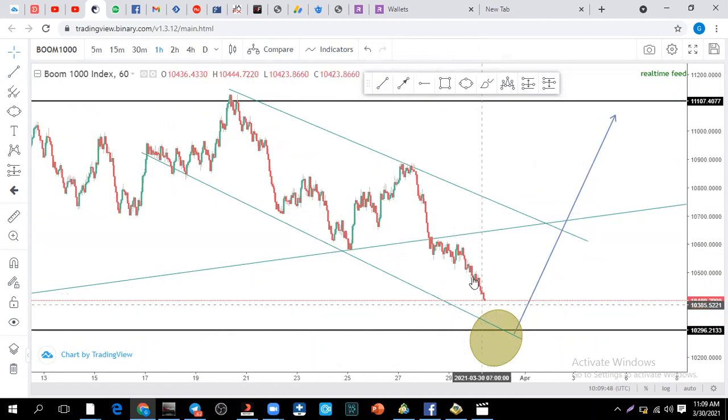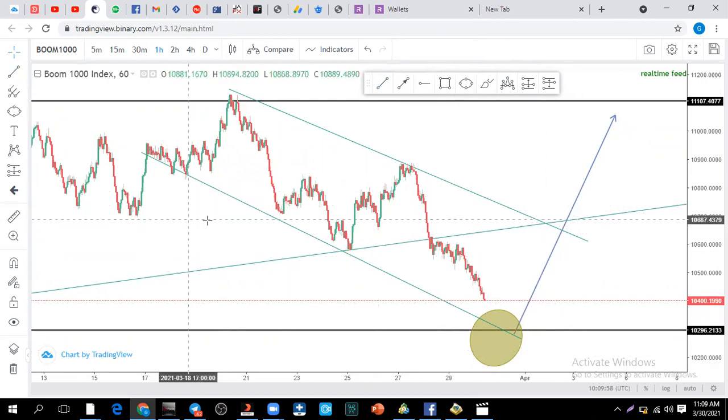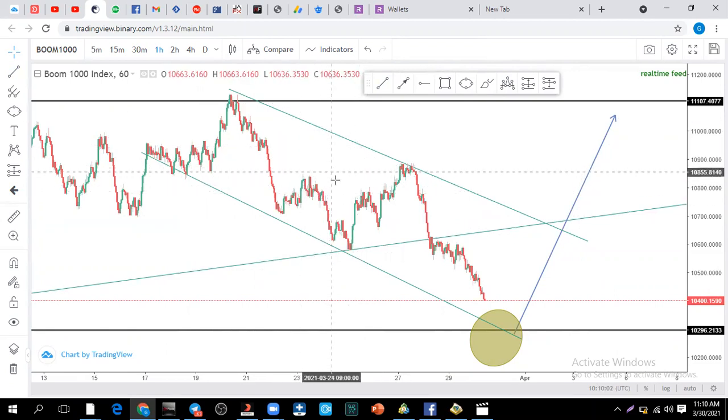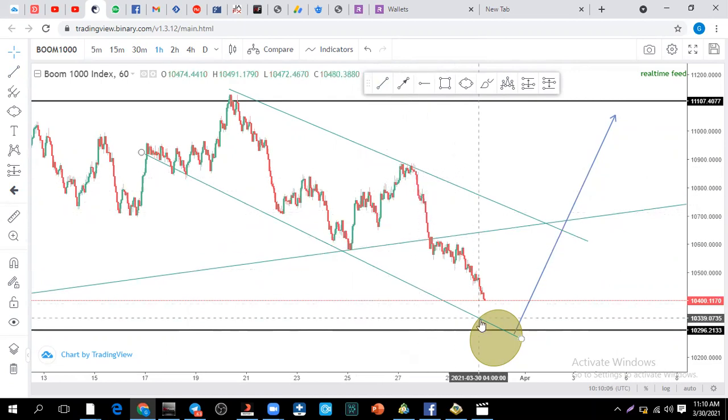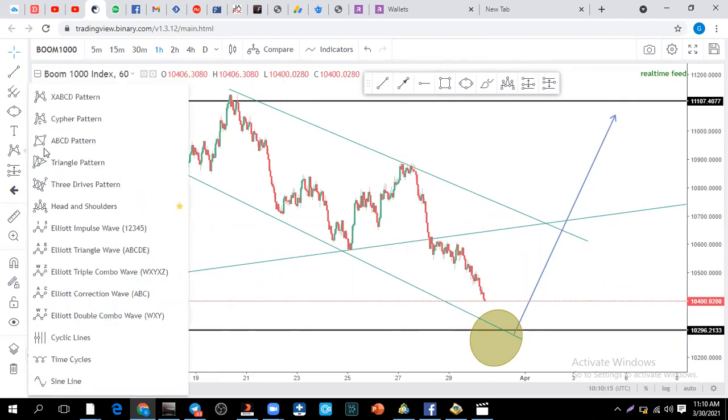So now we are waiting for this impulse move to finish before the correction, to either drop back or continue, because we know on the daily time frame the market is going up. So we'll be waiting for price to complete this phase of the market before we can go long.